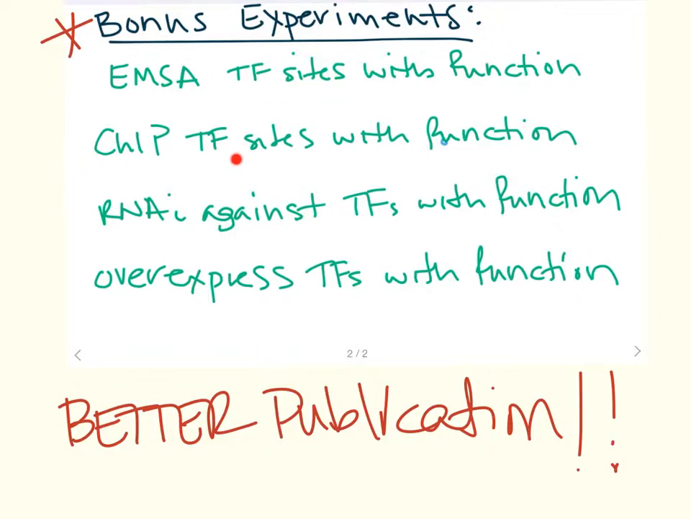ChIP, or chromatin immunoprecipitation, is looking at those transcription factors binding in the chromosome itself, not just in vitro in a test tube, but actually in the chromosome of an endogenous cell. We can also do an RNAi against these transcription factors, or whatever transcription factor we think might be the most important. Knock it down in the endogenous cell, see what happens to the expression of our promoter or to our endogenous gene. And we can also overexpress these transcription factors to, again, look at the function.